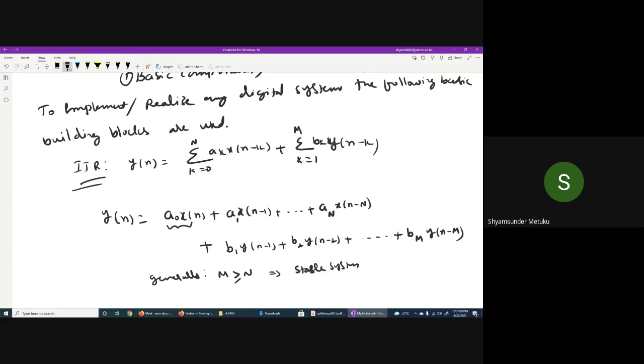I'll tell you the other way. Suppose I have a0 into x of n plus a1 into x of n minus 1 plus maybe b3 into y of n minus 3. How many outputs am I taking here? Only one output, isn't it? That too 3 clock cycles backward. Yes, sir. Need not be that n minus 1 should be present and n minus 2 must be present; n minus 1 and n minus 2 may not be present, and directly n minus 3 is present. Okay, only one previous output I'm considering, y of n minus 3, and the current input and past 2 inputs. Can I write it that way?